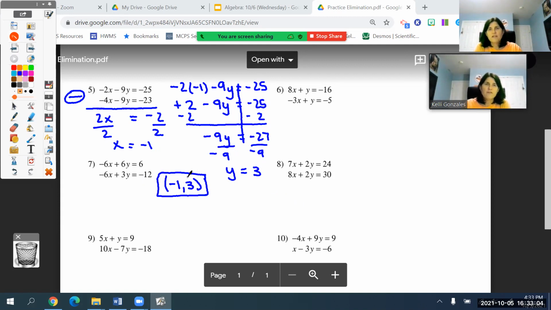Hopefully you're feeling pretty confident to try these on your own. You can use the answer key to help you and find your good mistakes if you need to.